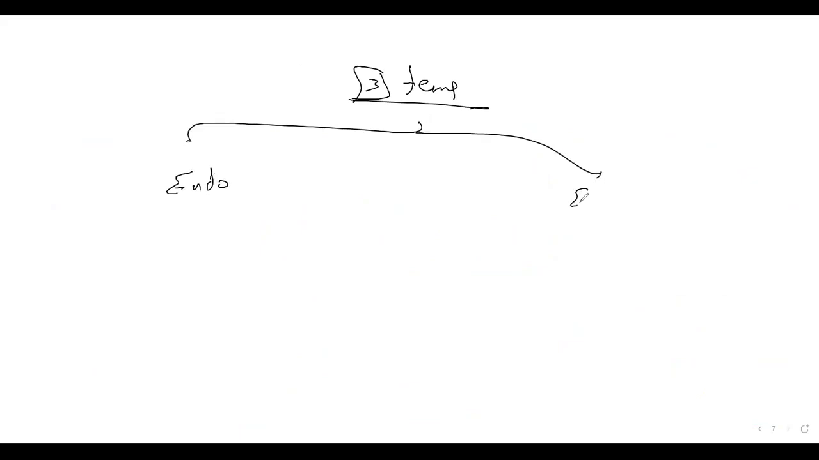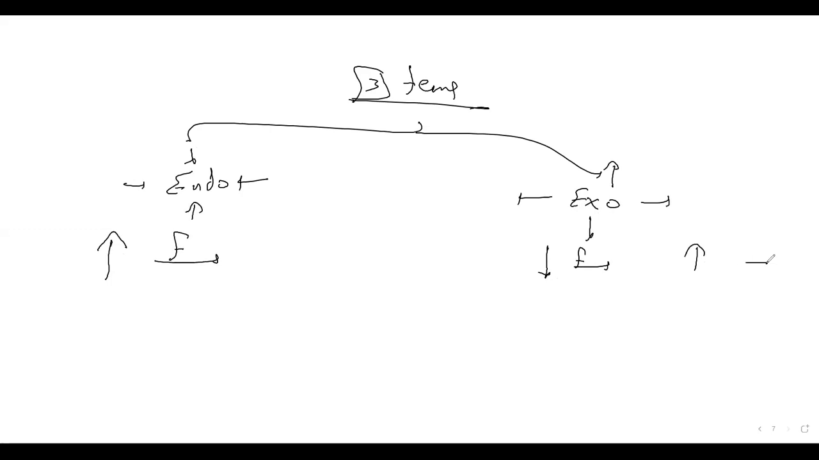The third one, temperature. It depends on the type of reaction, if we have endothermic or exothermic reaction. In an endothermic reaction, heat is absorbed, heat is taken. In exothermic reaction, heat is released, heat is given out. In endothermic, by increasing temperature, the reaction moves forward. In exothermic, if we are lowering, it moves forward, and if we are increasing, it moves backward.